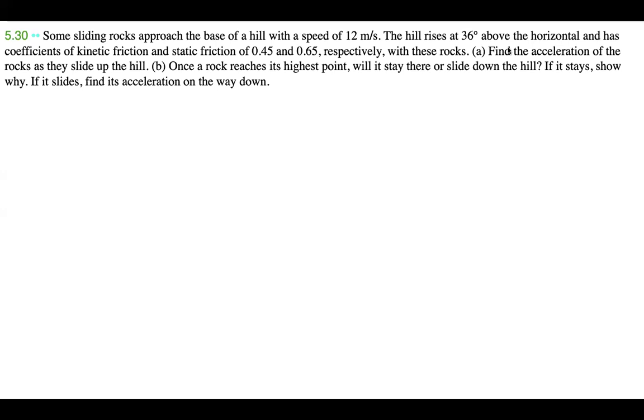Anyways, part B of this same problem 5.30. Okay, so let's just read the problem again. Some sliding rocks approach the base of a hill with a speed of 12 meters per second. The hill rises at 36 degrees above the horizontal and has coefficients of kinetic friction and static friction of 0.45 and 0.65 respectively with these rocks. Find the acceleration of the rocks as they slide up the hill, which we already did in the last video. And B, once a rock reaches its highest point, will it stay there or slide down the hill? If it stays, show why. If it slides, find the acceleration on the way down.